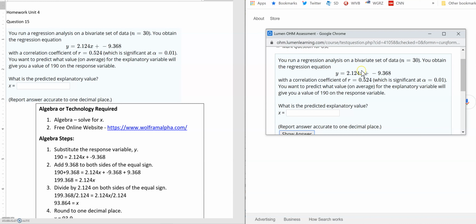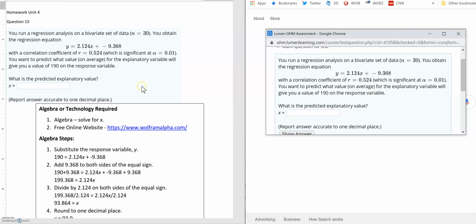You run a regression analysis on data that has a sample size of 30. You obtain this equation. So this part's important right there. That's what we're going to be using. With a correlation coefficient of this and a significance, we can ignore that information. That's irrelevant. And you want to predict the value on average for the explanatory value that will give you a value of 190 in the response. The 190 in the response variable means you're going to plug that number in for y. And then we have to solve for x.